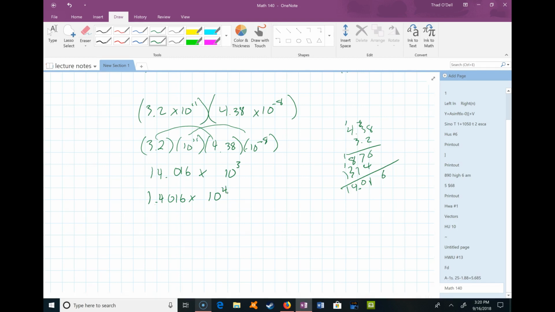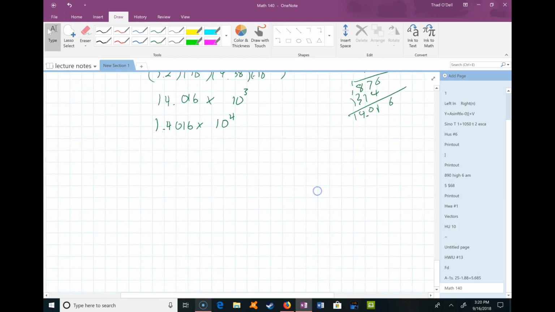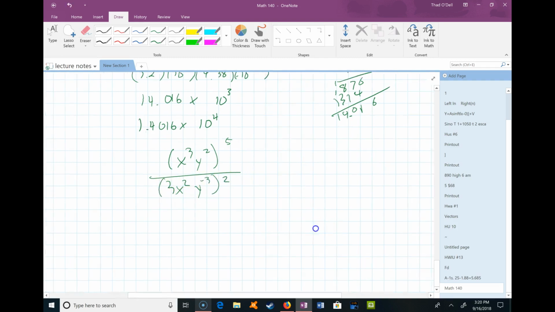Okay, so that's a quick rundown of scientific notation. There'll be a couple questions about scientific notation in your homework, but a lot of your homework will be dealing with just playing around with these different types of numbers involving exponents. For example, one more example here, like x cubed y squared to the 5th over 3x squared y to the negative 3 raised to the 2nd power.